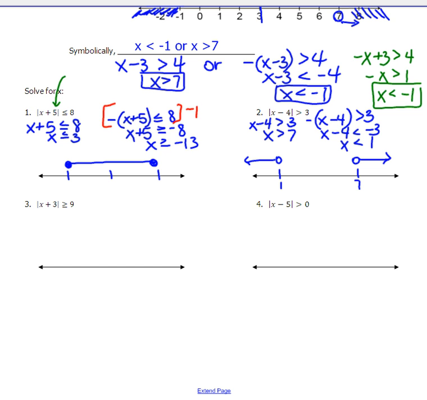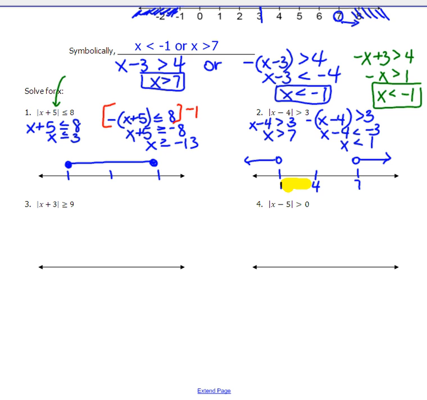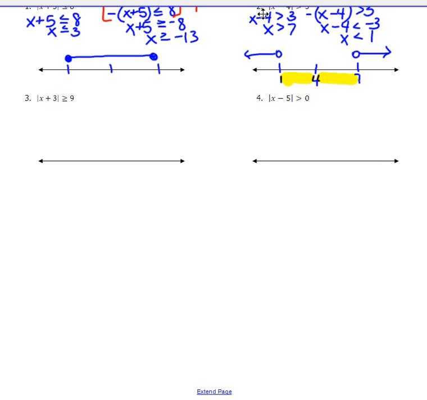And if that makes sense, the distance between x and 4 is greater than 3. Well, this distance right here is 3. And this distance right here is 3. And I want my distance to be greater than that. So it checks. All right, take a look at number 3 and number 4. Try them on your own and come back and check the solutions.